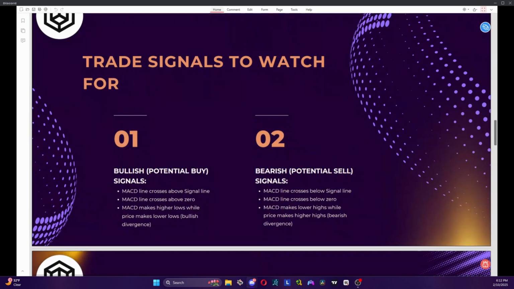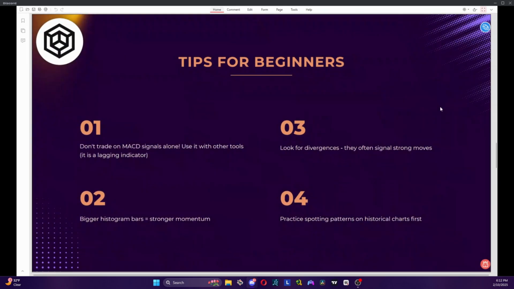Here are some tips for beginners. Number one, don't trade MACD signals alone. Use it with other tools. Remember, it's a lagging indicator. Number two, the bigger the histogram bars are, the stronger the momentum. And I'll show you an example later. Number three, look for divergences. They often signal strong moves. One of the styles of trading that we like to do is trading divergences. So MACD will help you recognize divergences.